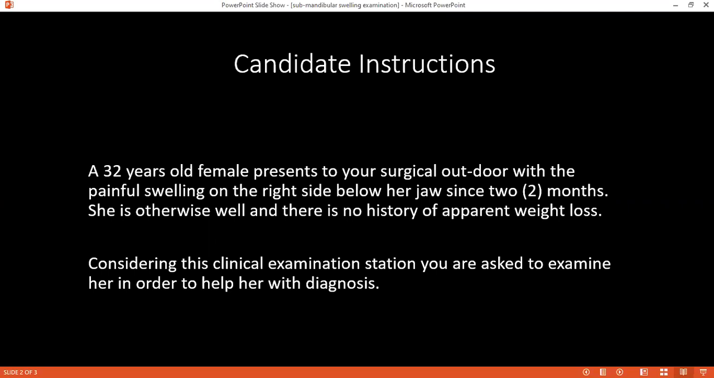Yes, ma'am. So I'll enter the station. I'll wash my hands. Hi, I'm Dr. Snehal, one of the candidates. May I know your name and age, please? Yes, 32, Samantha. It's nice to meet you, Samantha. So today I've been asked to examine the gland in your neck, which involves looking, feeling, and touching your gland, also doing certain special tests after exposing your neck. Is it all right with you? Yes.